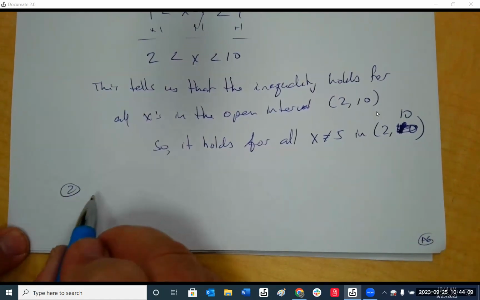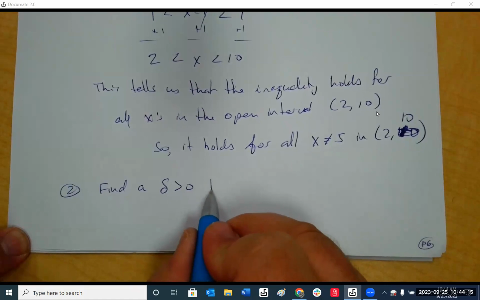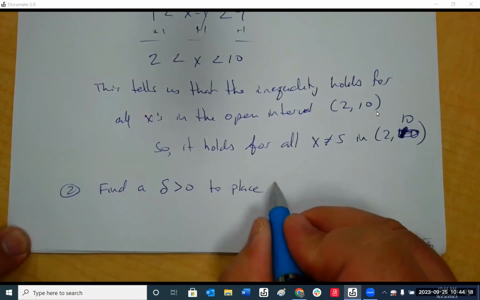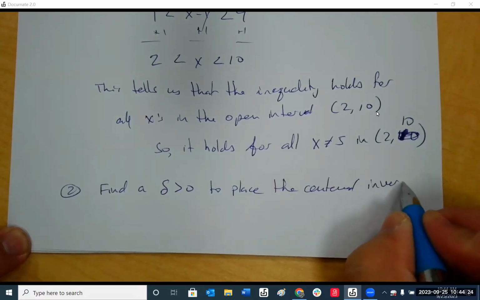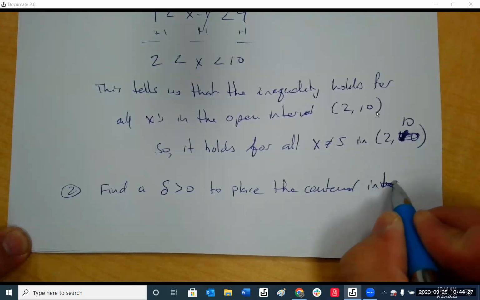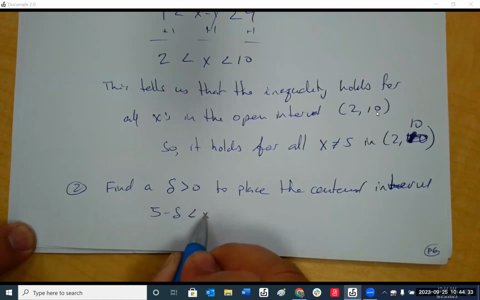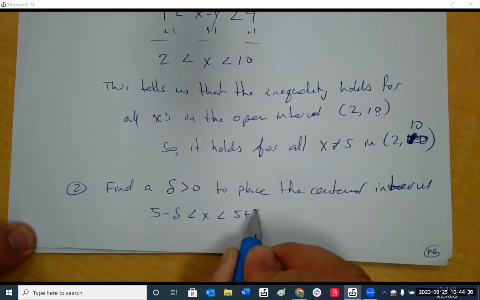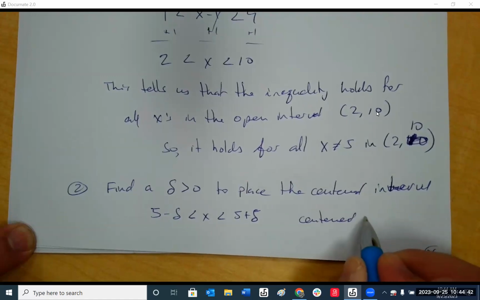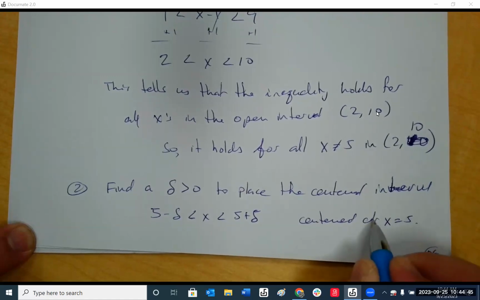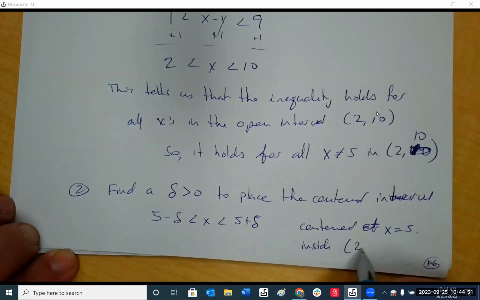Second step. Find a delta to place the centered interval (5 - delta, 5 + delta), centered at x equals 5, inside (2, 10).